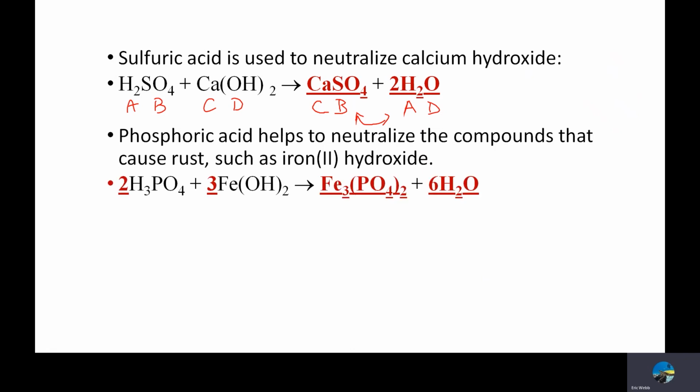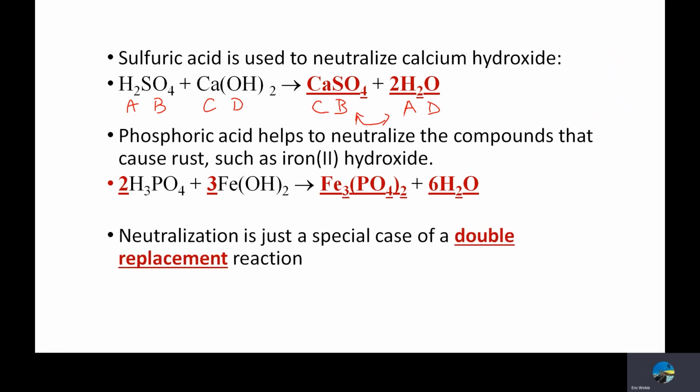So again, we've got the phosphoric acid, H3PO4, reacting with an iron 3 hydroxide. Hydrogen and iron are switching places, and we're left with an iron 3 phosphate and some water. In this case, our iron 3 phosphate is a salt and water is water. So neutralizations are just special cases of double replacement reactions where we get salt and water forming rather than an ionic solid and an ionic solution.